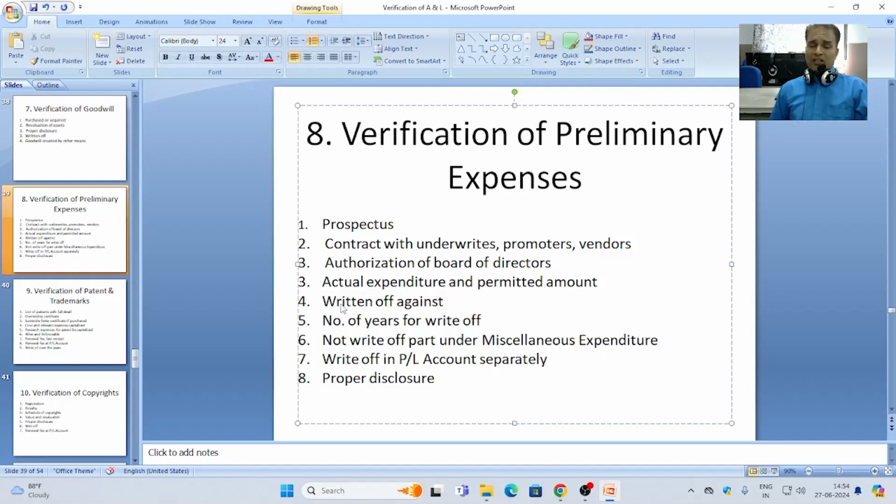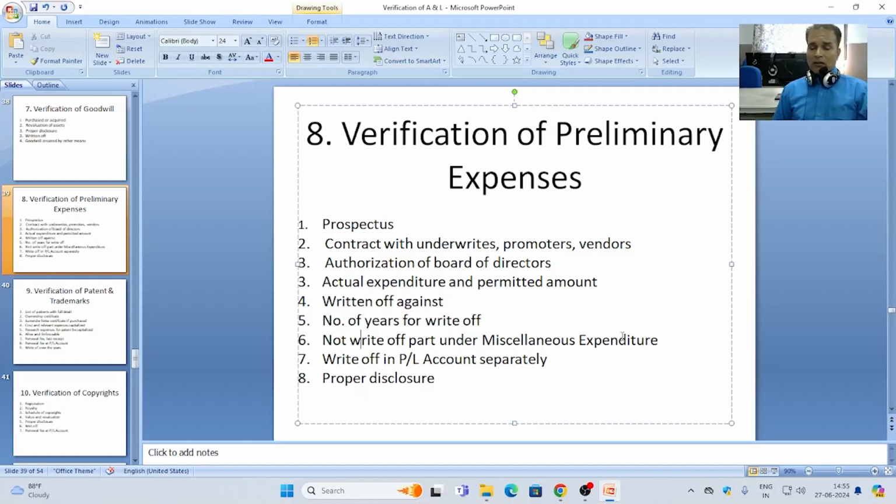Write-off of preliminary expenses will always be checked, that is, which type of head is used for writing off preliminary expenses. The total amount of preliminary expenses will be written off by spreading the total amount over at least 5 years. The suitable duration is 5 years, but it may be changed as per the circumstances and requirement or permission by the prospectus.